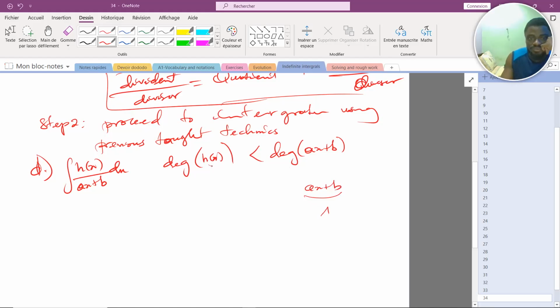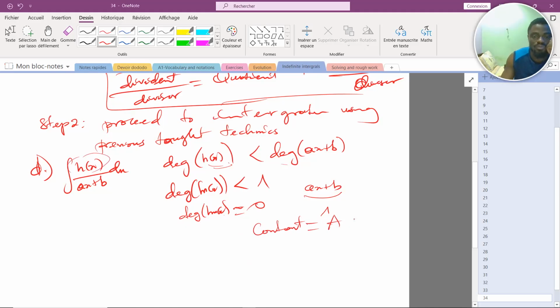So if the degree of h of x is less than the degree of ax plus b, it means that the degree of h of x must be less than what? 1. If the degree of h of x is less than 1, it means that the degree of h of x must necessarily be equal to 0. And if the degree of h of x is equal to 0, it means that this term must be what? A constant. It must be a constant, so it must be equal to an r different from 0. Yes, a constant different from 0.